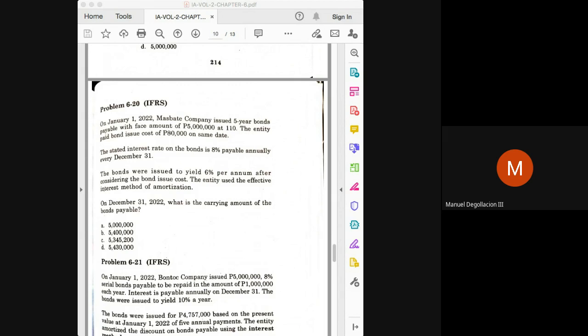Since we already have the amortization of the premium, we can now solve for the updated balance of the premium, or the remaining premium, or the unamortized premium. How much was the initial balance of the premium? It was 420,000, the excess of the initial carrying amount over the face value. So 420,000 initial premium minus the amortization of the premium for the first year of 74,800. The remaining premium or the unamortized premium after 1 year would be 345,200.